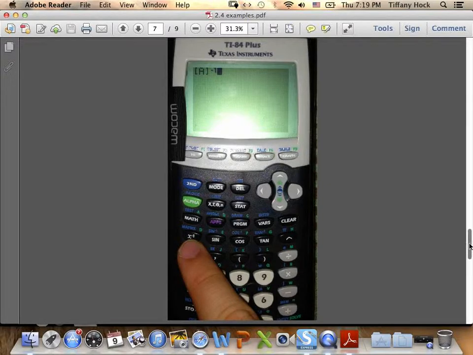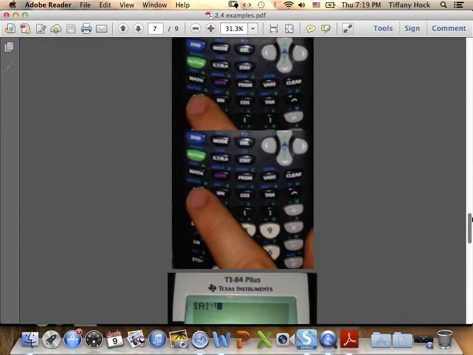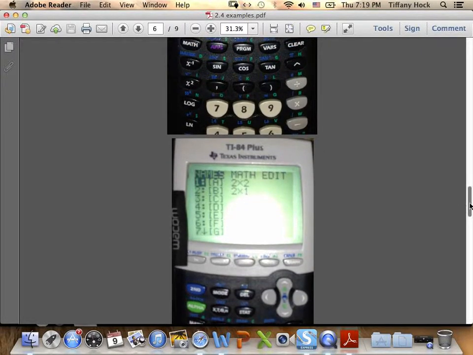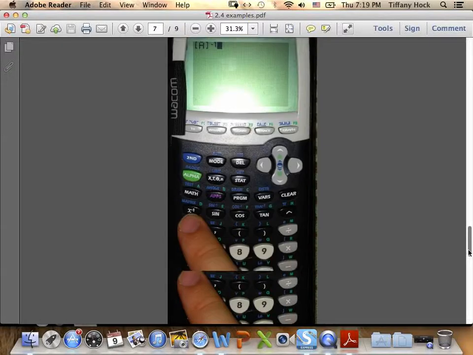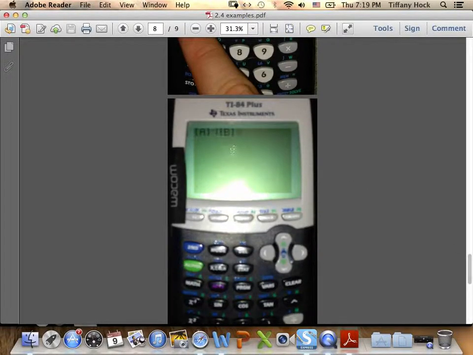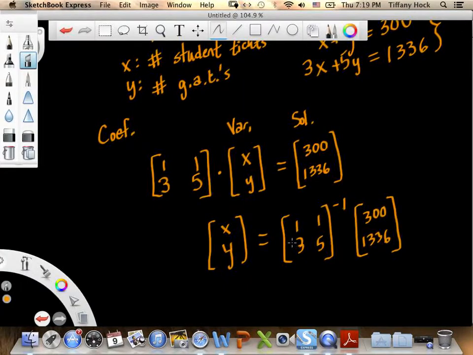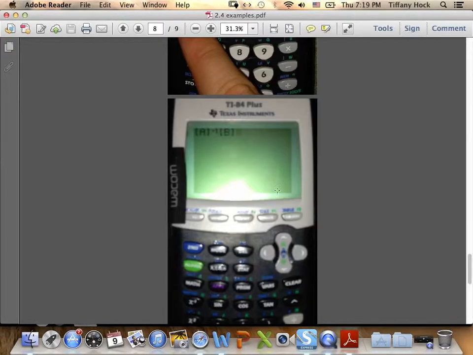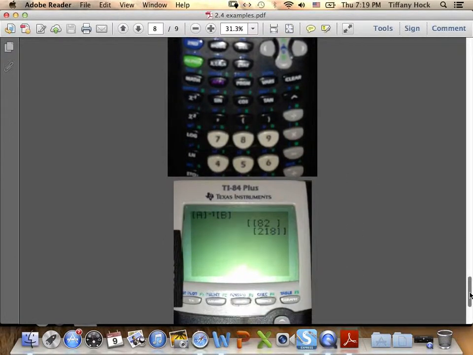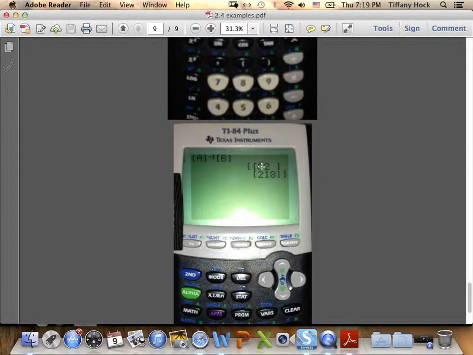Then I would just simply go back. I would hit second matrix again, and from this screen I would choose number 2, B, because that is the answers. And I would multiply the inverse of matrix A, my coefficients, times the solutions. And if you look, that's exactly what we have right here. Here's the coefficients, the inverse of that, times the solutions, which I've stored in matrix B. And when I do that, that should give me the correct answer. And it does. The answer is 82 and 218.